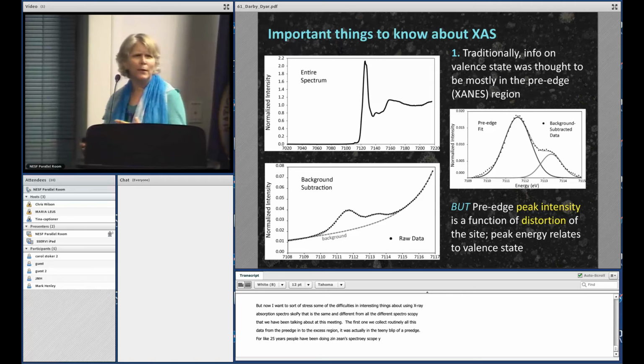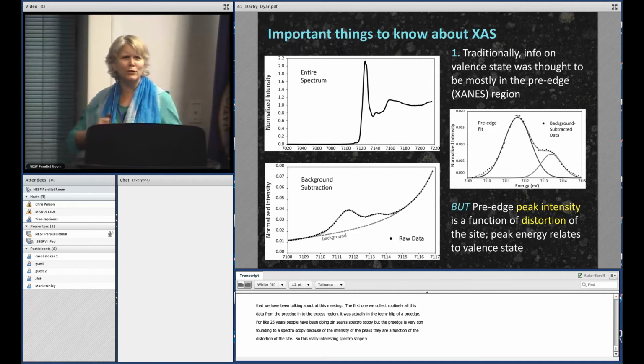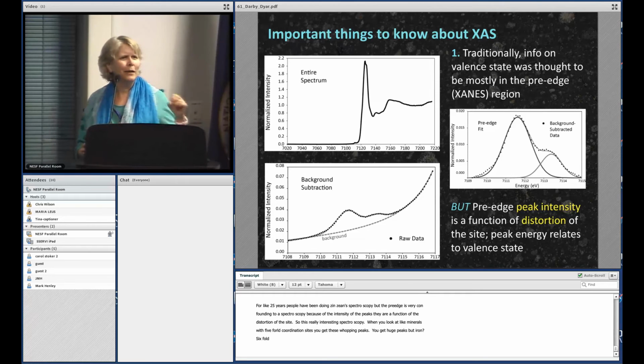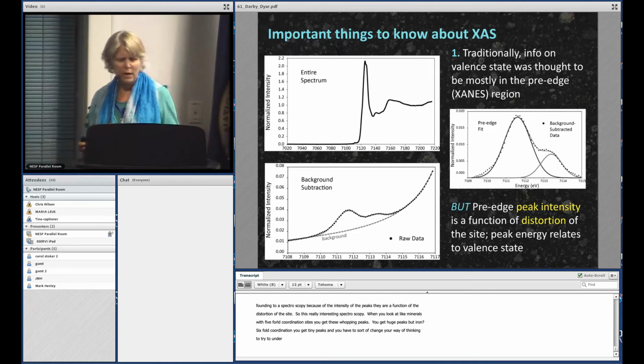But the pre-edge is very confounding to a spectroscopist like me because the intensity of the peaks is not a function of the abundance of the thing that we're measuring. They are a function of the distortion of the site. So this makes for really interesting spectroscopy. When you look at minerals with 5-fold coordination sites, you get these whopping big peaks. When you look at even silicate minerals where the iron is in tetrahedral coordination, you get huge peaks, but iron in 6-fold coordination, you get tiny peaks because they're more symmetrical. So it's a very confounding kind of spectroscopy, and you have to change your way of thinking to try to understand how we're going to get quantitative information out of spectra like this.